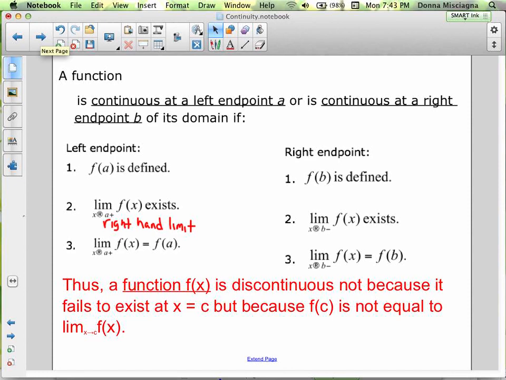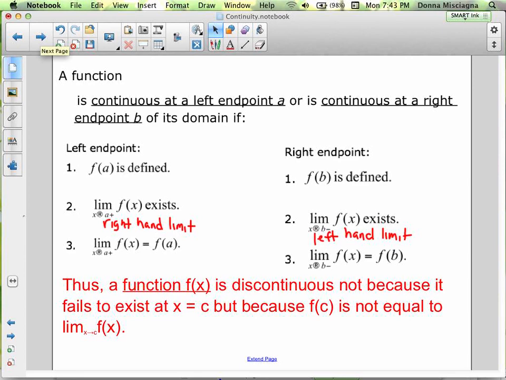Let's look at the right-hand side. So f of b has to be defined. Right? B is going to be our right endpoint. The limit as x approaches b from the left, this is our left-hand limit. Endpoints only have a right-hand limit or a left-hand limit. If you're on the left, you have a right-hand limit. If you're on the right, you have a left-hand limit. And the limit of f of x as x approaches b from the left has to equal that value of the function.